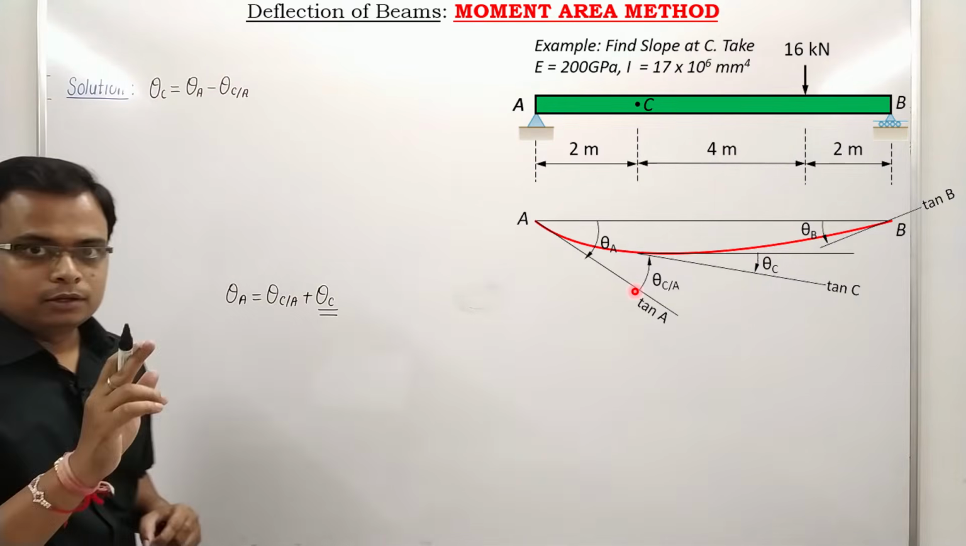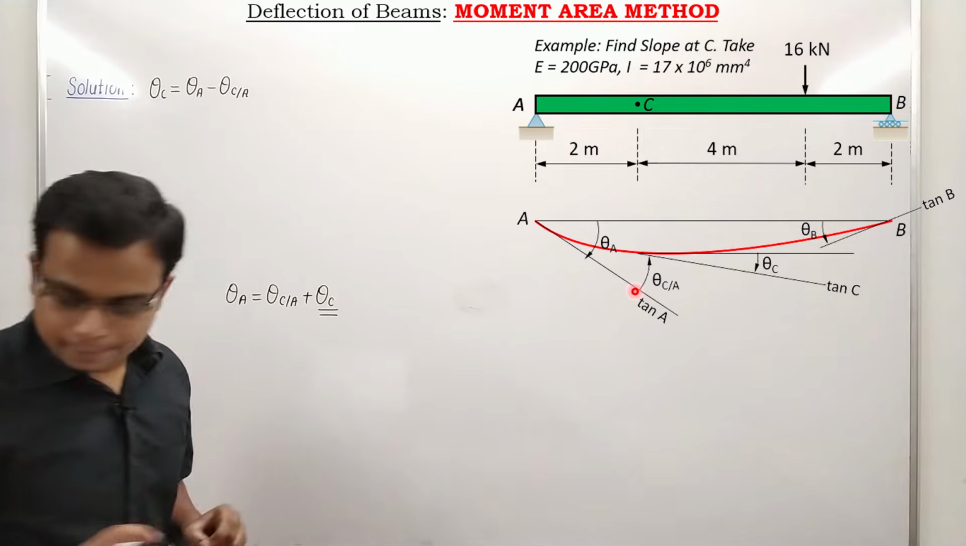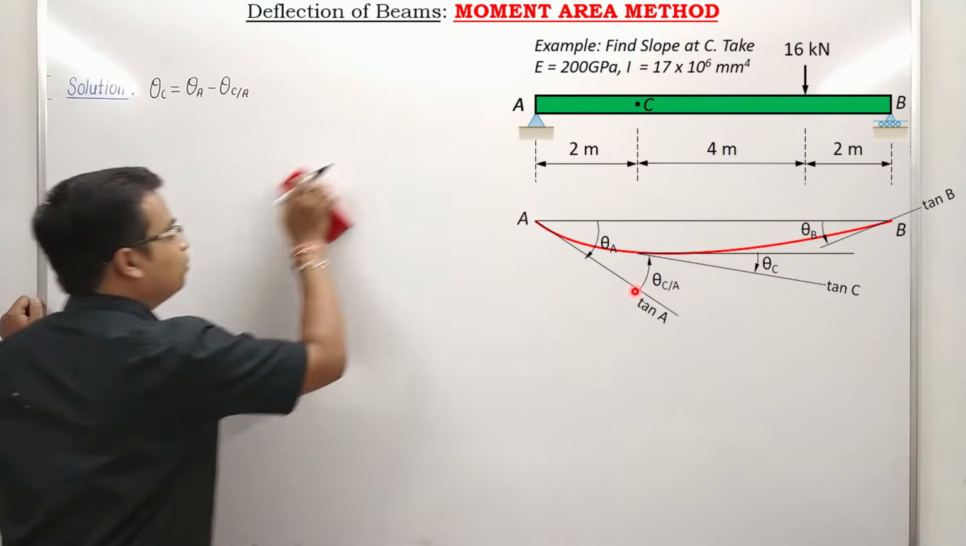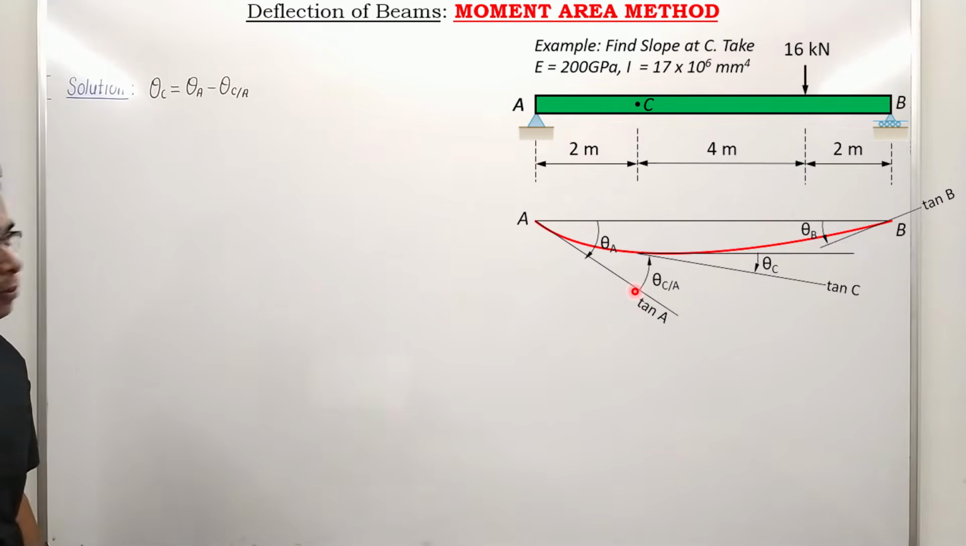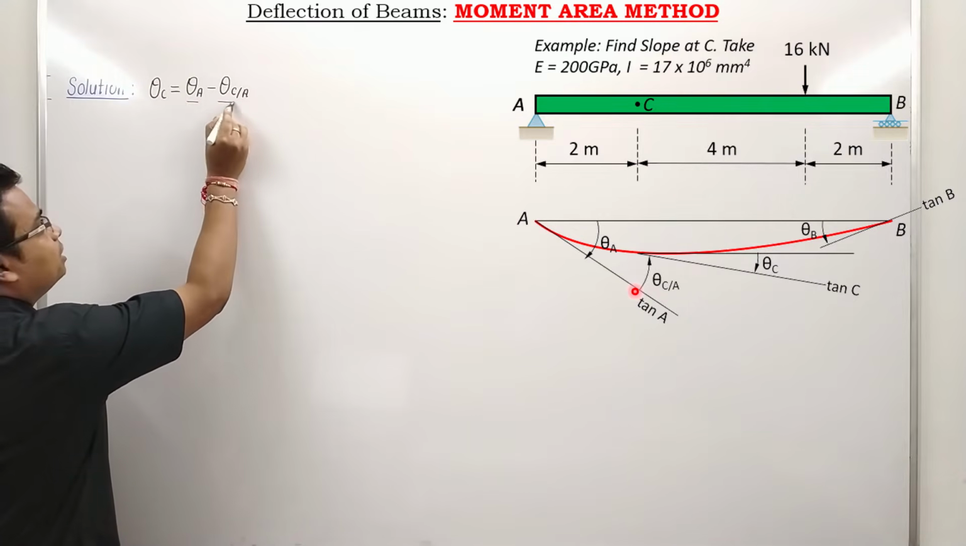Okay. This is the master equation with which we need to be working. So how to proceed now? Now you know very well what you need to calculate. This is the master equation. In order to get the value of theta C, you need to know what theta A is, you need to know what theta C to A is.